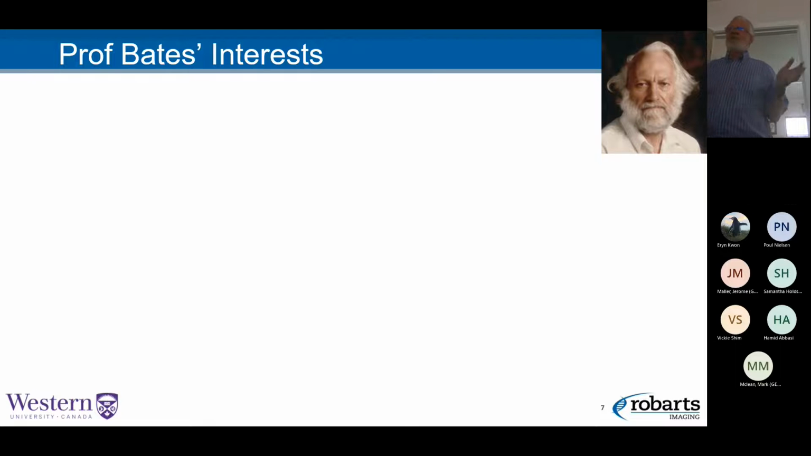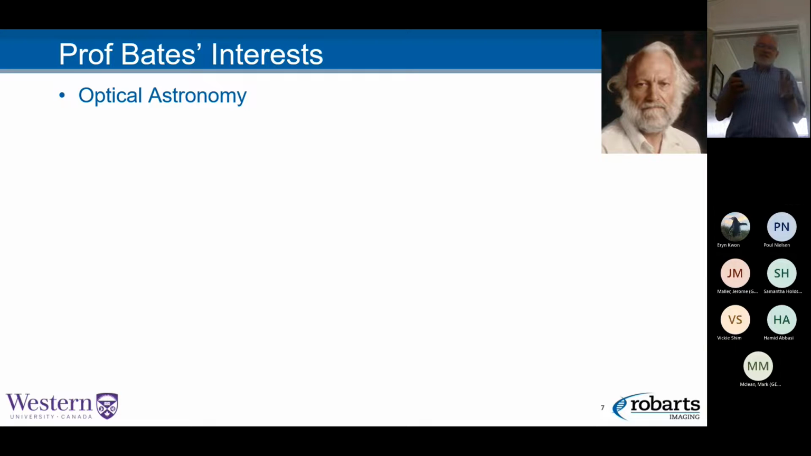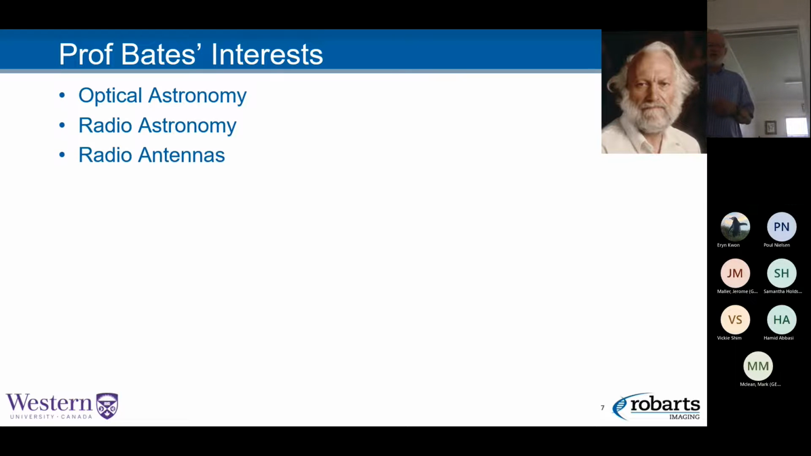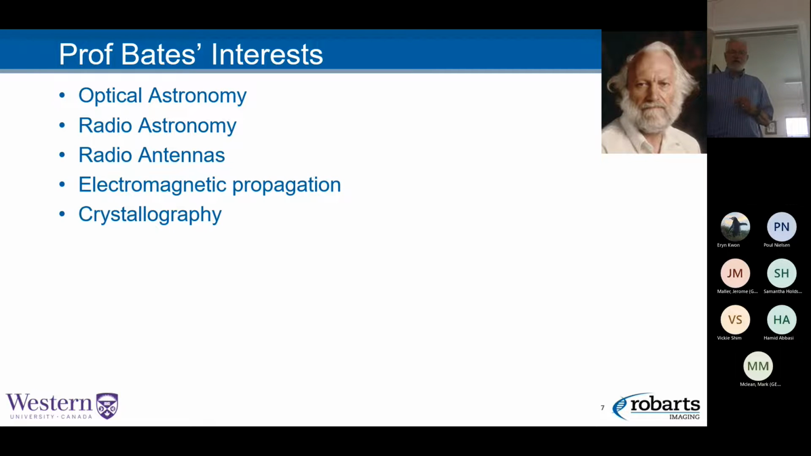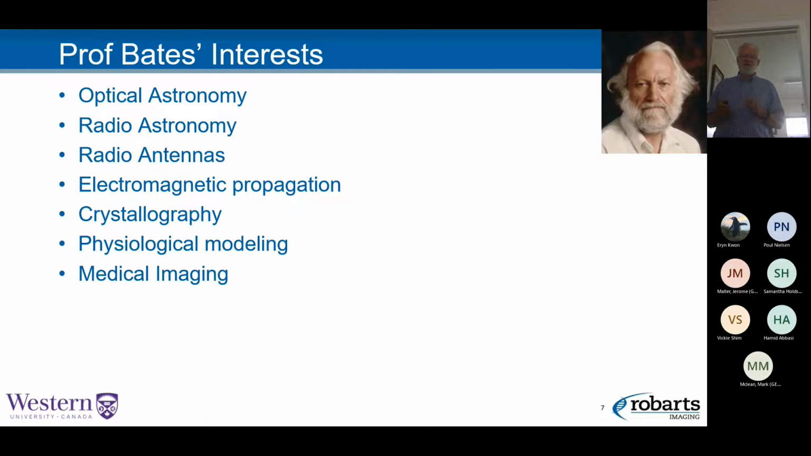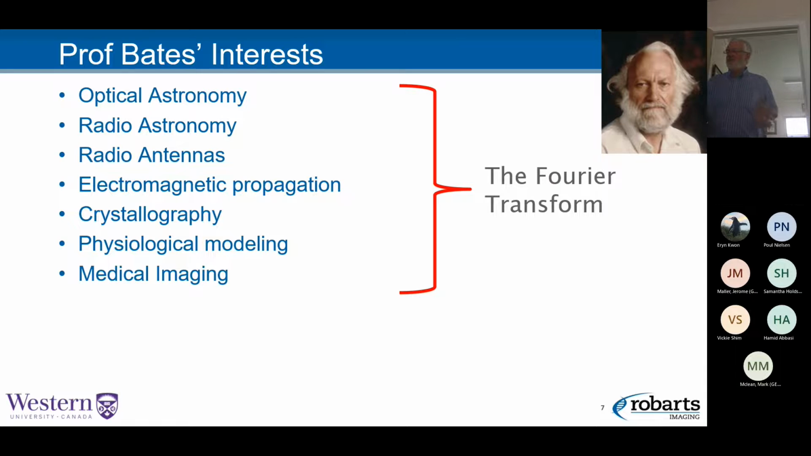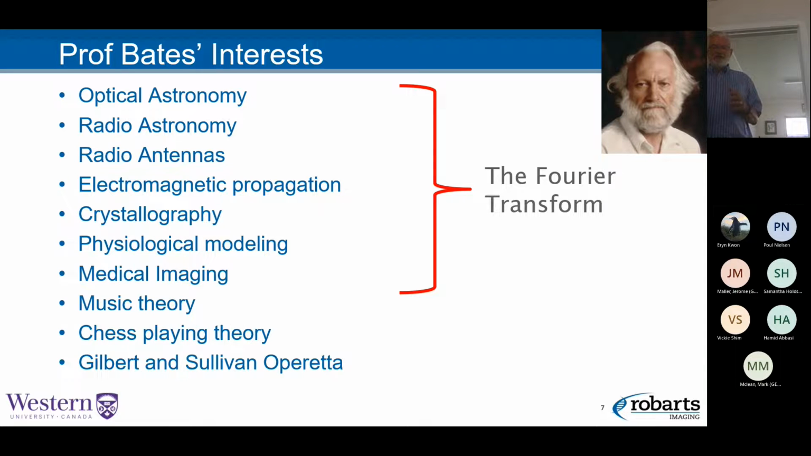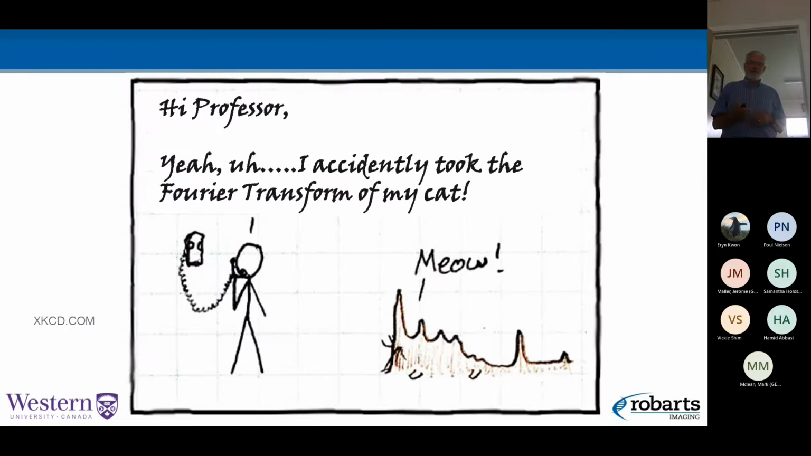I should just briefly mention what Professor Bates's interests were, which shows how eclectic his outlook was. He was interested in optical and radio astronomy, radio antenna theory, electromagnetic propagation, crystallography, physiological modeling, medical imaging in the broad sense. And all of these use the Fourier transform in some way. And then you've got music theory, chess playing theory, and Gilbert and Sullivan.